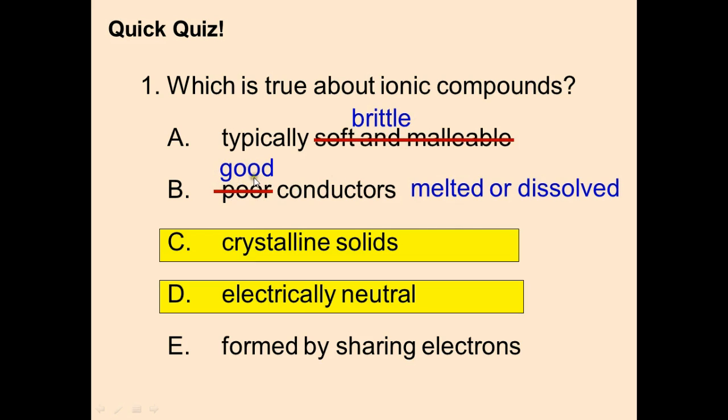And it's also important to know that they're good conductors when they're dissolved, like in the ocean, or they could be melted down. And the last one, formed by sharing electrons, describes covalent bonds, which we'll talk about in the next unit. And ionic bonds are formed by transferring electrons. So not sharing, but transferring. And so that's why one element usually hogs the electrons while the other one's just there.